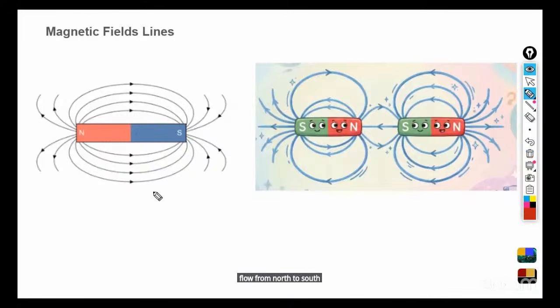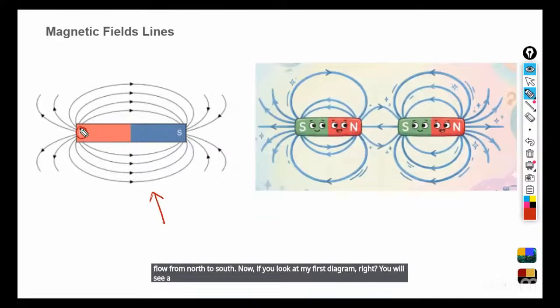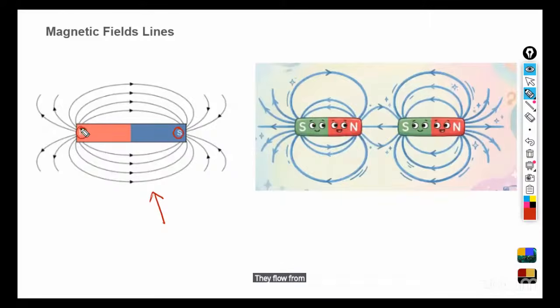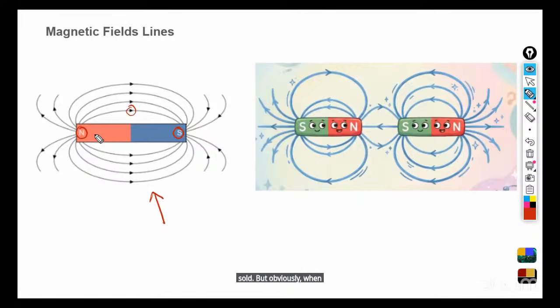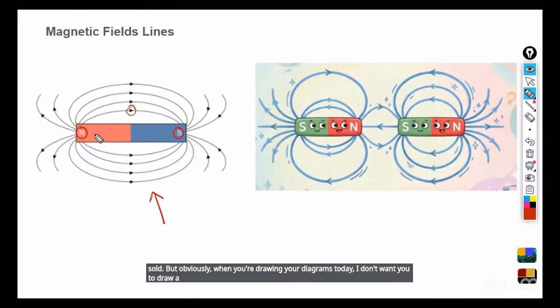Now, if you look at my first diagram, you will see a magnet. One side, like I said, is north, N for north, and one side is south. You notice the magnetic field lines, they flow from north to south. You'll see that they have the arrows going from north to south. And the truth is that there are billions of magnetic field lines that go around the magnet, and all of them flow from north to south. But obviously, when you're drawing your diagrams today, I don't want you to draw a billion lines. We might not have enough time for that.